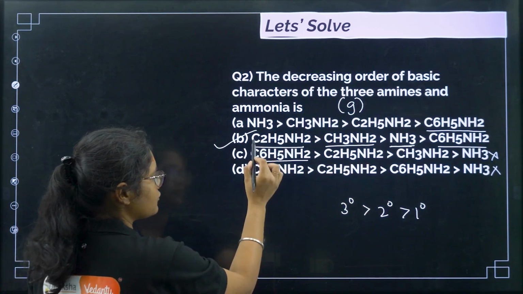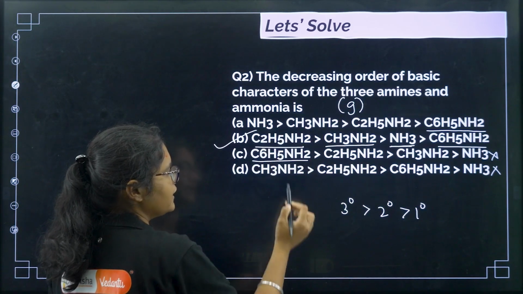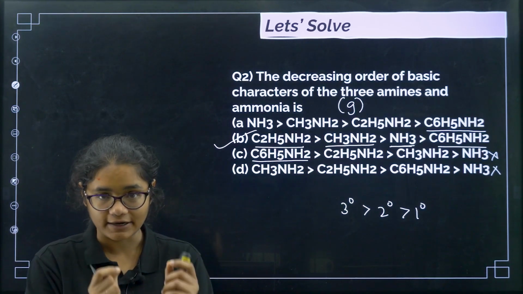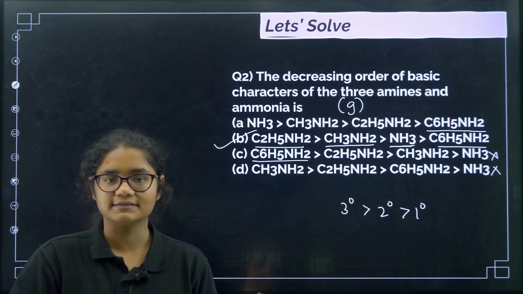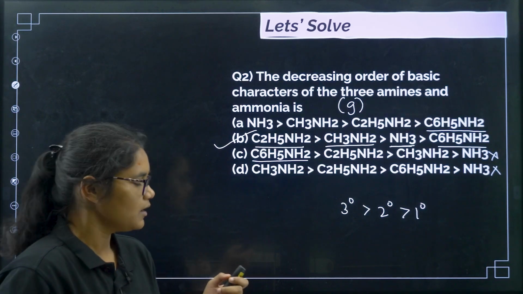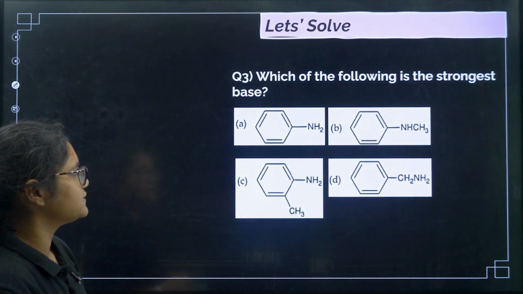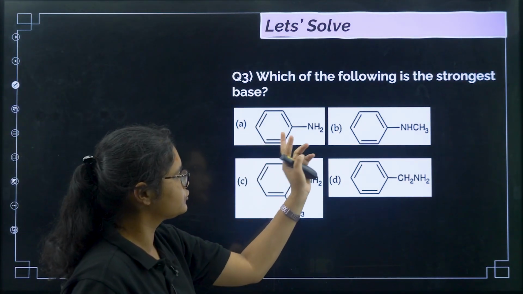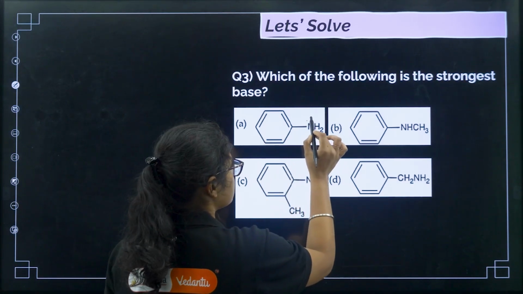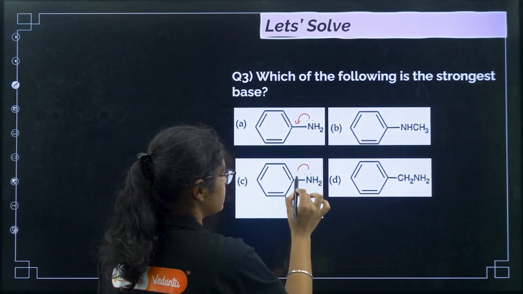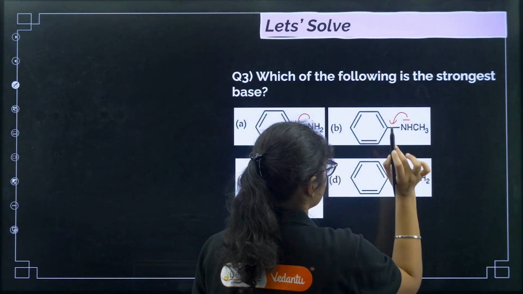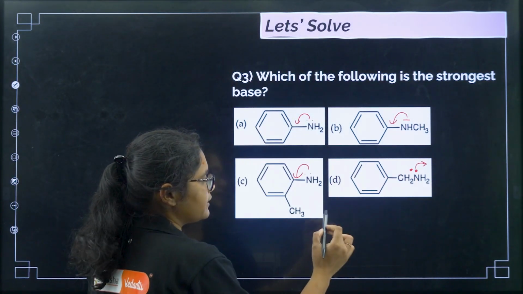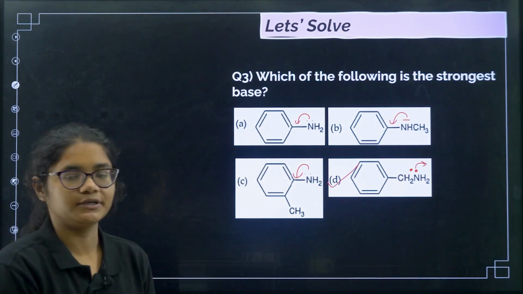Because if R groups are there, they will donate the electrons, right? And that will help to increase the electron density on the nitrogen, as a result of which the basicity will increase. Okay, next one. Which of the following is the strongest base? So we need something here which can give electrons, right? Now if you see here, these electrons are involved in resonance, these electrons are involved in resonance, this electron is also involved in resonance, but these electrons are not involved in resonance, right? So this can be donated very easily. So the correct answer is option number D here.